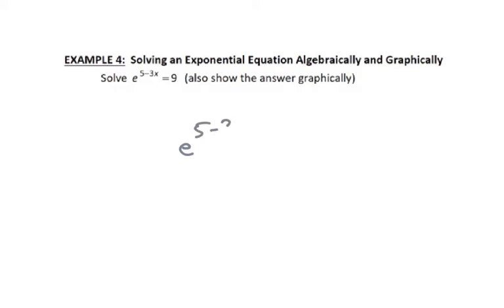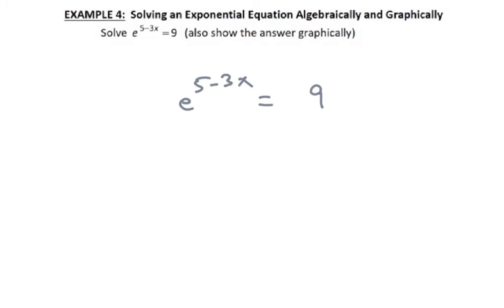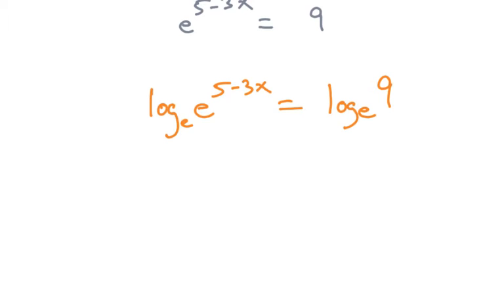We want to get rid of the e. So we're going to take the log. Now what I'm going to do is write this as log base e of e to the 5 minus 3x equals log base e of 9. I encourage you to realize that the natural log is the same thing as log base e. So we have natural log of e to the 5 minus 3x equals natural log of 9.